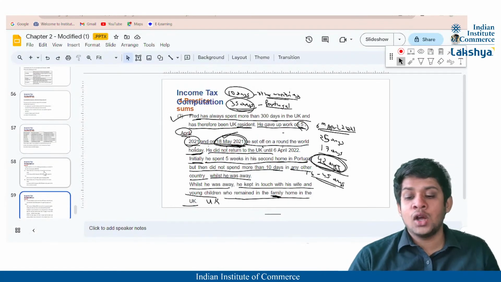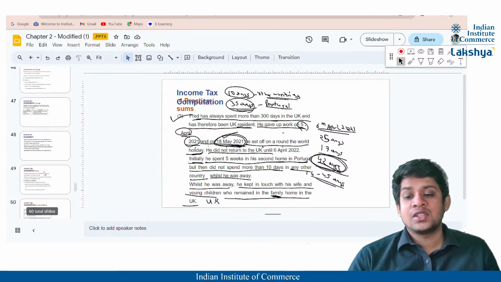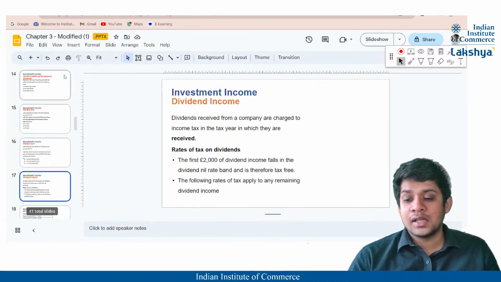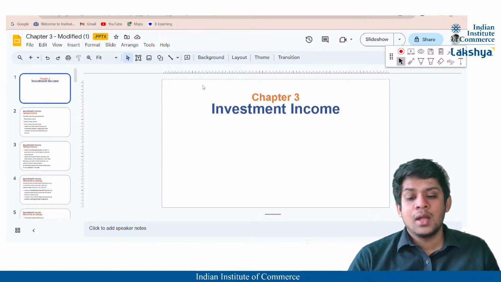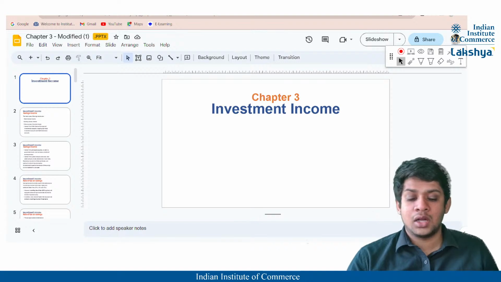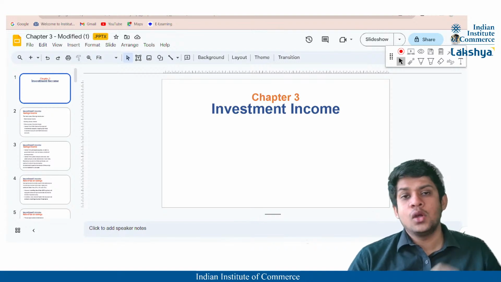With this, we come to an end of this chapter, chapter number 2. We will quickly start with chapter number 3, that is investment income. But before that, we take a short break of 10 minutes, and then actually we'll take 15 minutes, and then we'll return with the new chapter, chapter number 3. So it is 9:47 right now. We meet by 10:03.